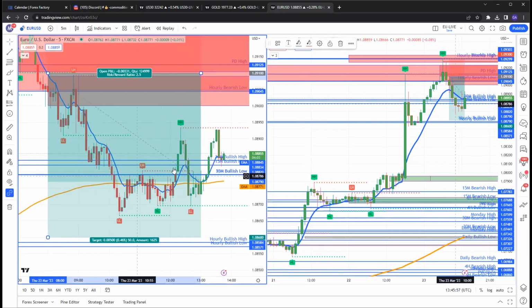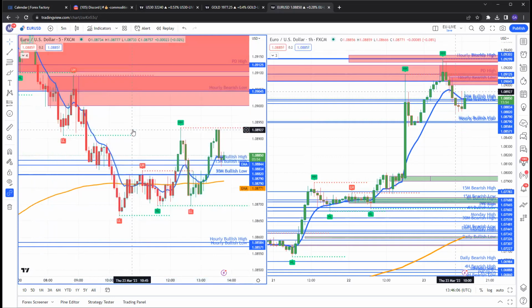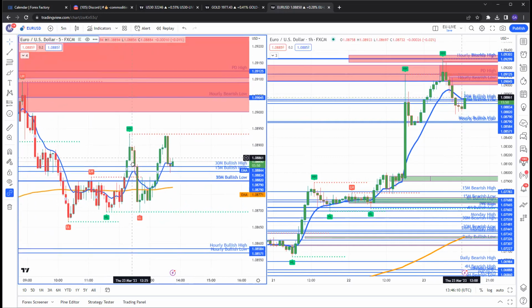I think I took profit somewhere around here. So the trade would still be running and you would have been at break even. But for me, I took profit at 40 pips and just let it go. And you can see now we've started having a bullish change in trend.